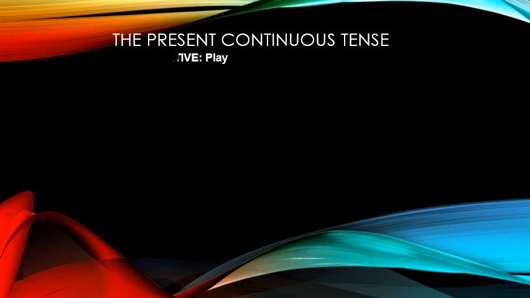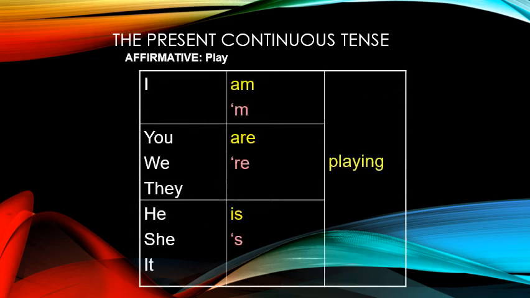Let's take the verb play in the affirmative. I am playing. Or if you want to use the contraction for I am, you say I'm playing. You are playing. We are playing. They are playing. Or if you want to use the contraction, you're playing, we put apostrophe then re. We're playing, they're playing.